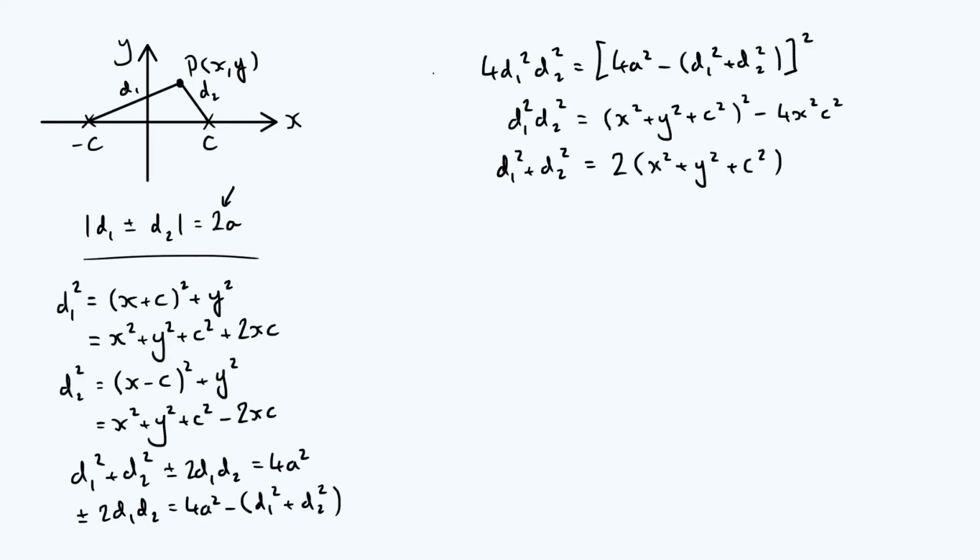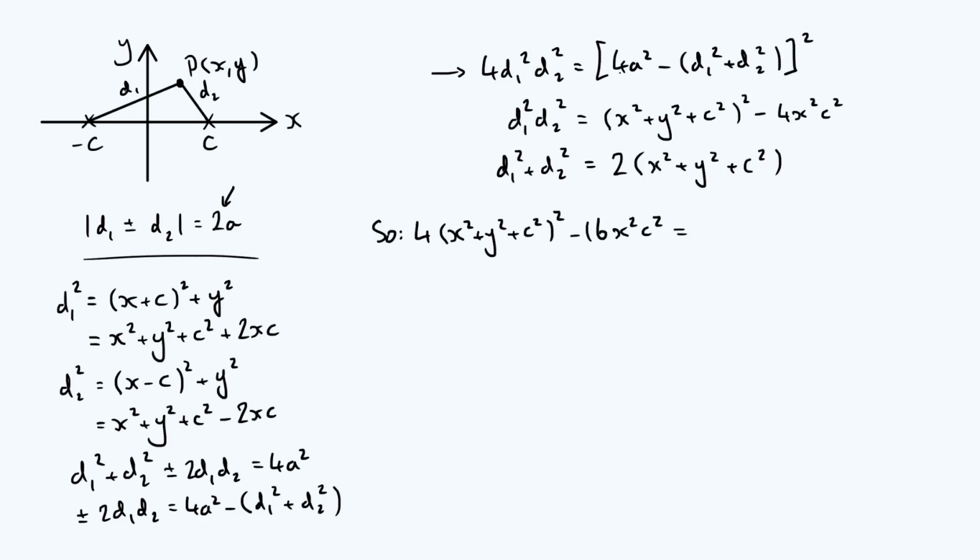So let's sub all of that back into our equation up at the very top there. The left-hand side is going to be 4 times all of that. And so that's going to give me 4 times your squared bracket, (x squared plus y squared plus c squared) all squared, and then minus 16x squared c squared.